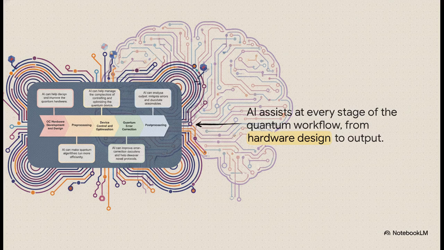So, how does that AI toolbox actually help you build a quantum computer? It's not just one simple task. AI is woven into the entire process, right from the get-go. I mean, it's helping to design the actual physical hardware. Then it helps get the data ready, it helps control the quantum device while it's running, and it's even there at the end, cleaning up the results and correcting errors. It's like the ultimate lab assistant, involved in every single step.